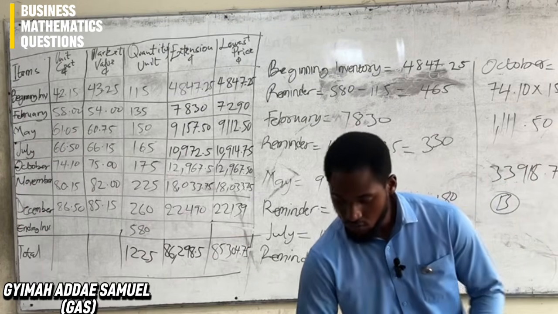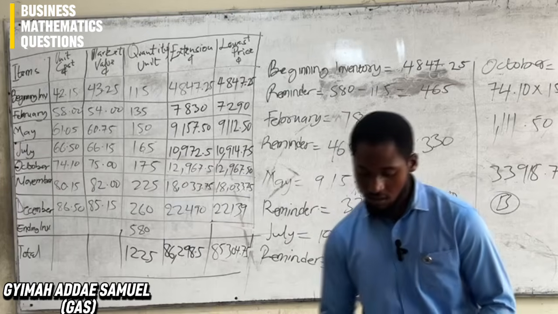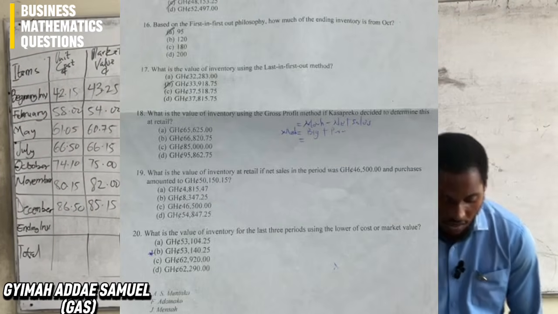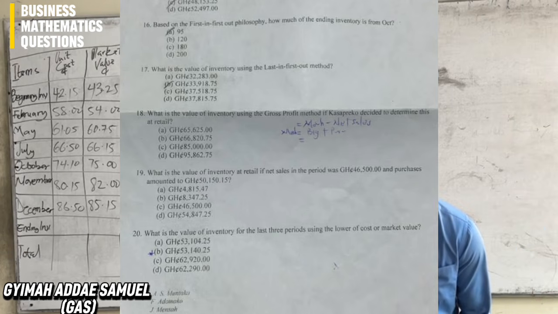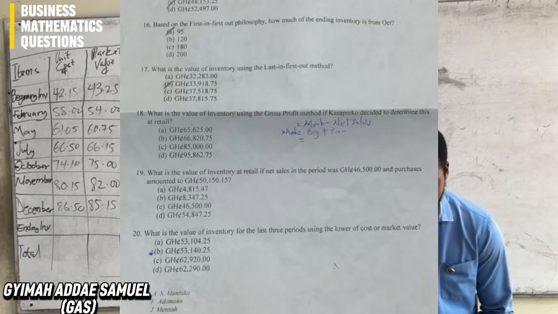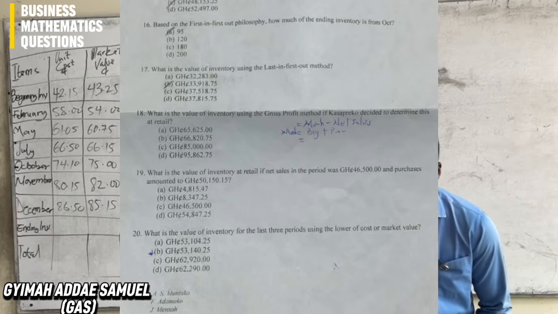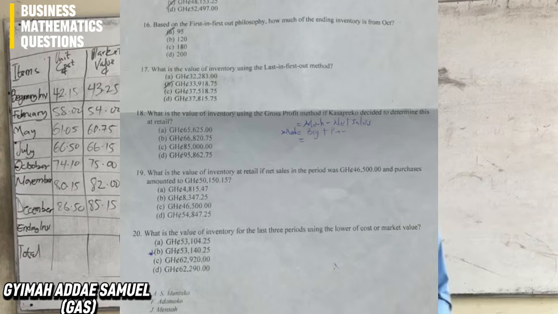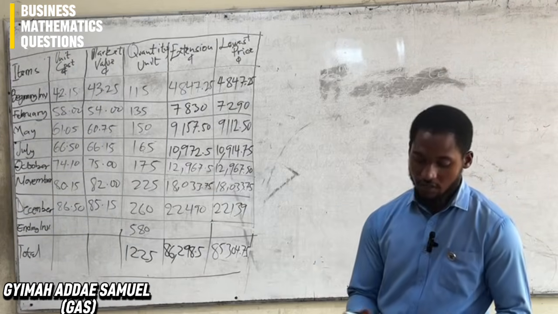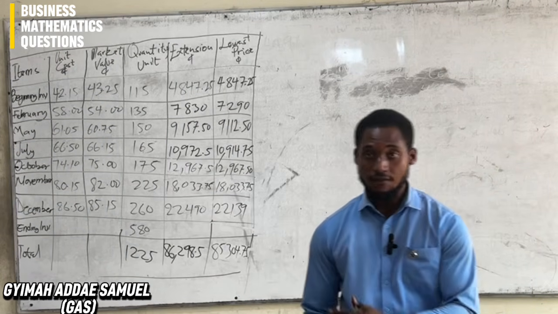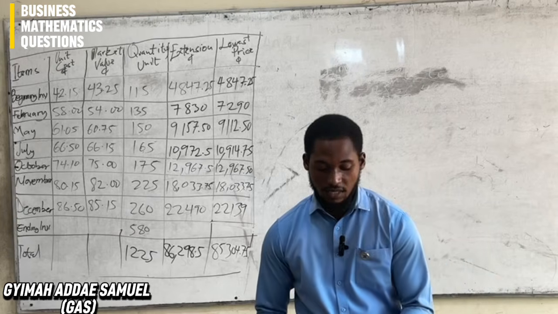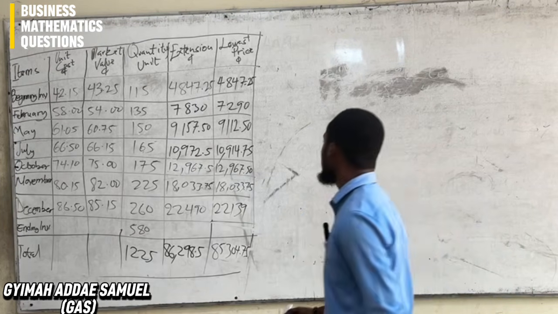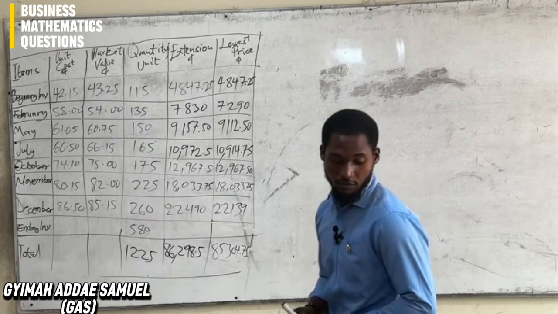So now we proceed to question 18. It says, what is the value of inventory using the gross profit method if Casaprepon decided to determine this at retail? Value of inventory equals merchandise available for sale minus net sales.